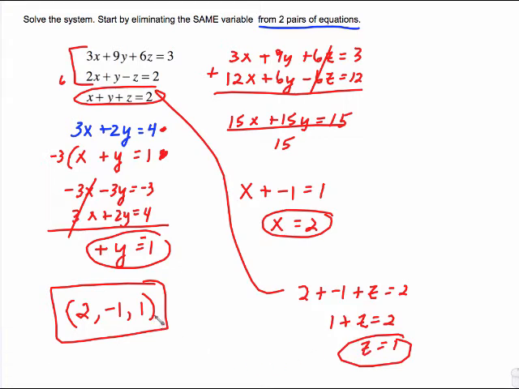And then if you're smart, you will check this. And how you check is you plug 2, negative 1, 1 in for x, y, and z in all three equations. And this does check. You can stop the video and do the checking on your own if you want.